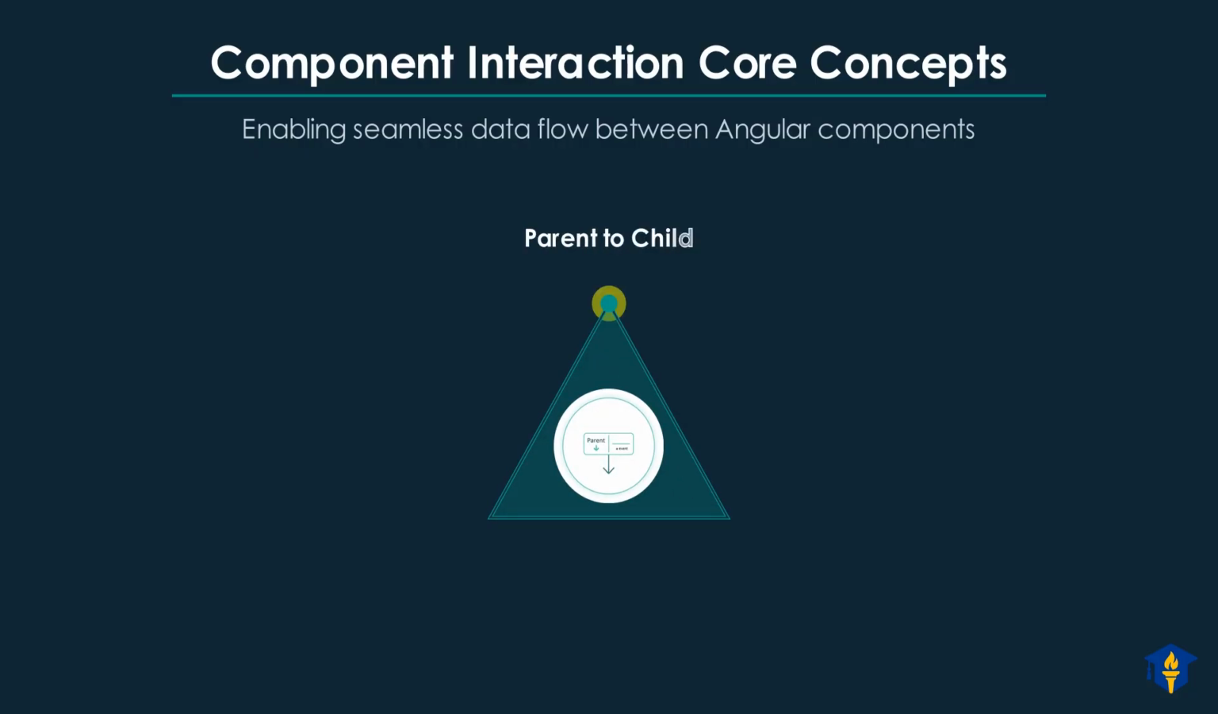First, we have parent-to-child communication, which is a fundamental aspect of component interaction. This refers to the flow of data from a parent component down to its child component directly.